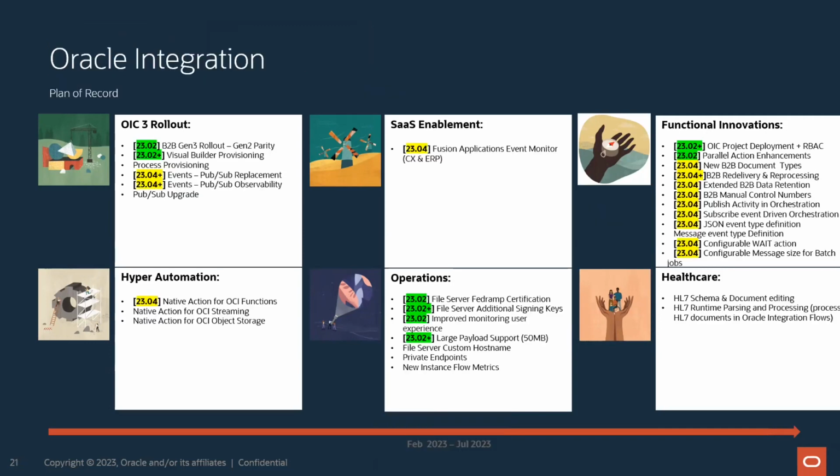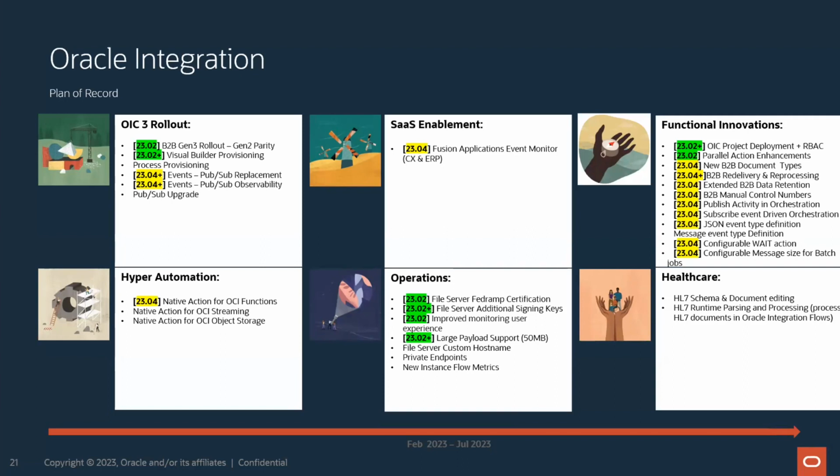This is what we're looking at for the February release, April, and up to June. So one of the features of the OIC 3 rollout you will see here is the availability of B2B. B2B is a major component, a first-class citizen of OIC Gen 2. It's now available in Gen 3.